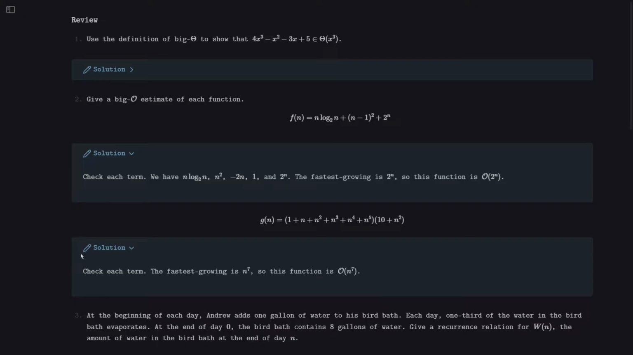So, the first question says to use the definition of big theta to show that 4x cubed minus x squared minus 3x plus 5 is in big theta of x cubed. This essentially means that it's bounded above and below by different copies of x cubed, each multiplied by some constant. One is multiplied by a bigger constant that makes it always greater than this polynomial after some point. And the lower bound is also an x cubed multiplied by a constant that is small enough to make it always smaller than this polynomial after some point on the x-axis.